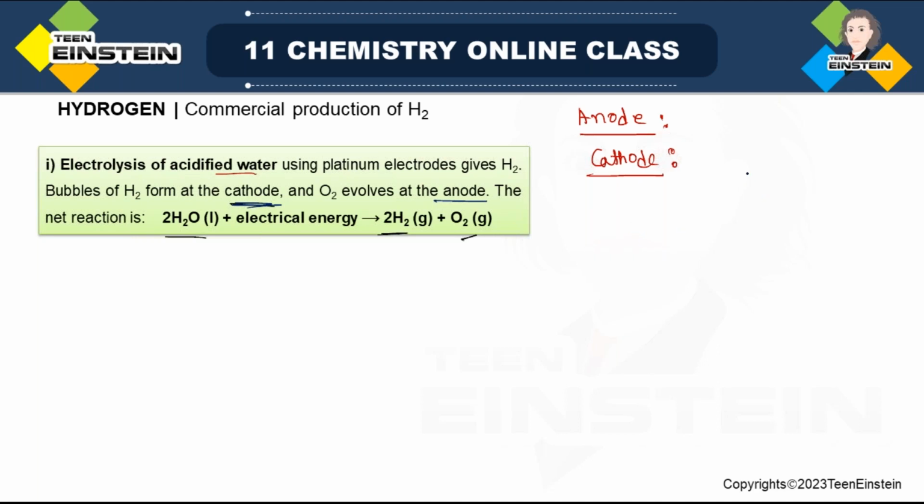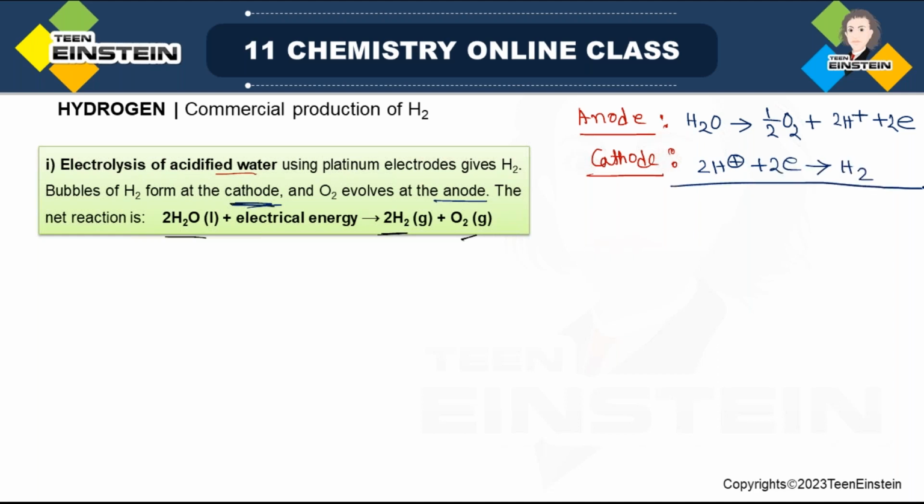Now the individual reactions. Remember, electrolysis of water is possible in acidified, that is acidic medium, as well as basic medium. Here we are talking about acidic condition. At the anode, H2O releases electrons, giving 2H+ plus half O2 plus 2 electrons; I am writing the balanced equation. And in the case of the cathode, 2H+ will accept these 2 electrons and be converted to H2.